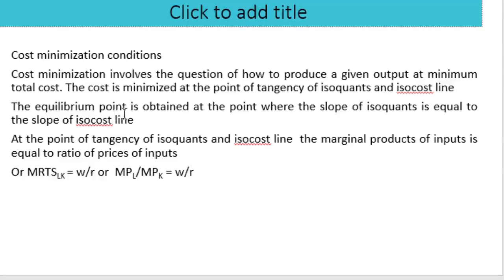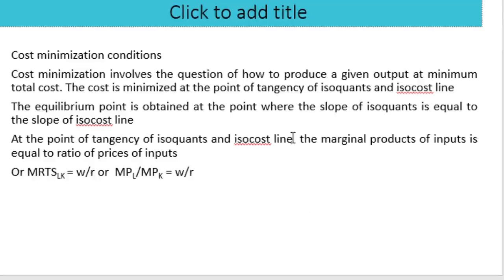The equilibrium point is obtained at the point where the slope of isoquant is equal to the slope of isocost line. That is, at the point of tangency of the isoquant and isocost line, the marginal product of the input is equal to the ratio of prices of the input. Here, the slope of isoquant is known as marginal rate of technical substitution, that we have already explained, and the isoquant shows various combinations of the inputs that can produce the same level of output.